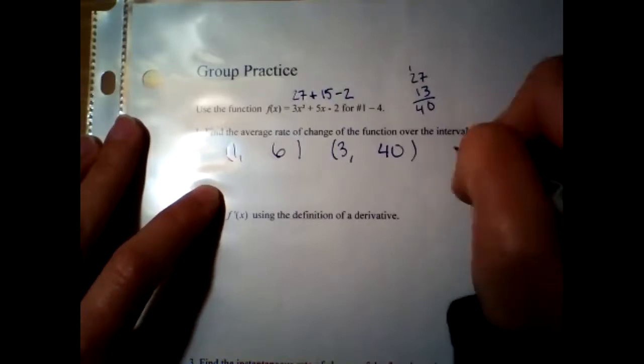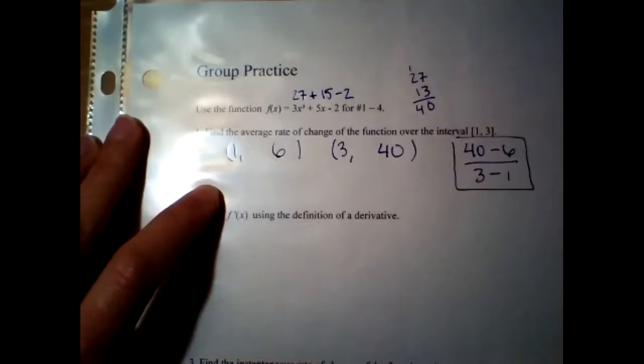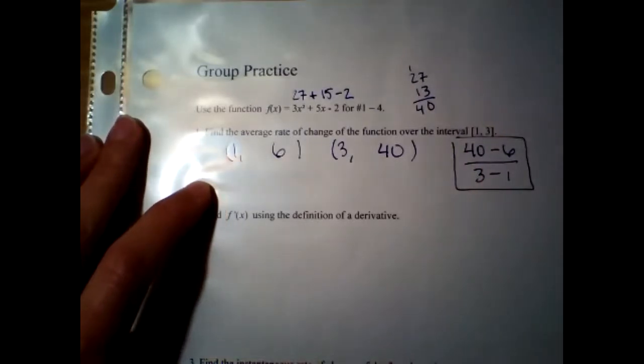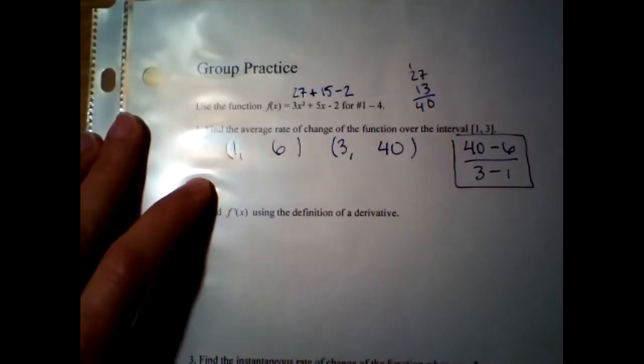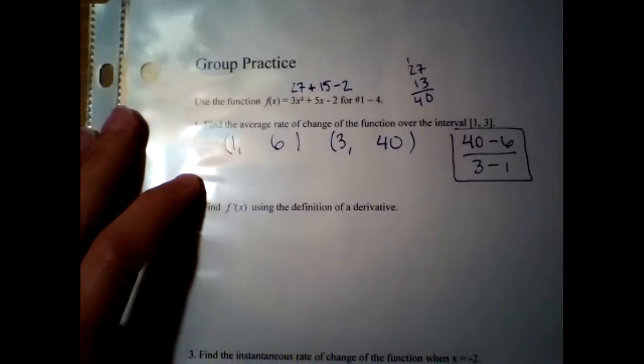All right, so to do your slope, it is going to be 40 minus 6 over 3 minus 1, and just do nothing to that, please. Just do nothing. If you make a mistake, then it'll be wrong. So just leave it alone.